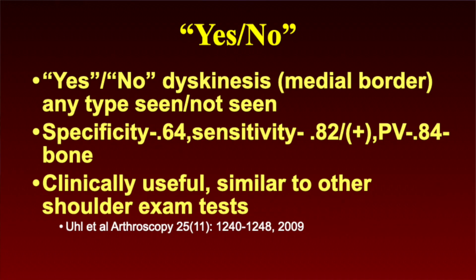This yes-no dyskinesis method has shown a specificity of 0.64, sensitivity of 0.82, and a positive predictive value of 0.84. So it's right up there along with all the other shoulder tests. So it's a good test to use.